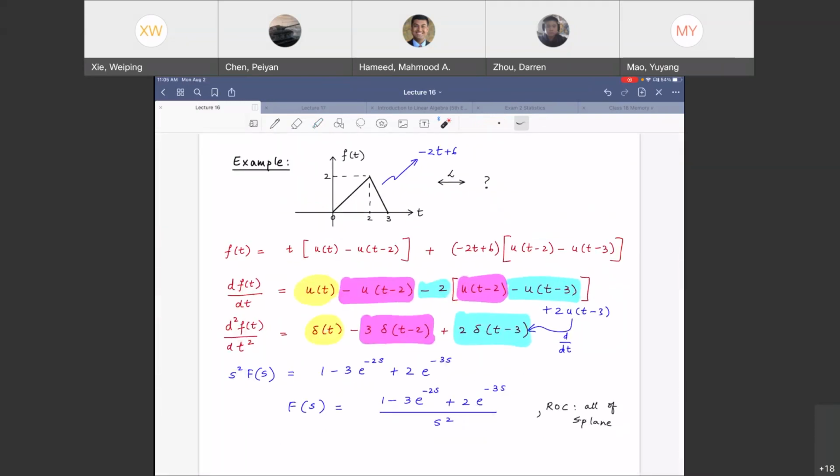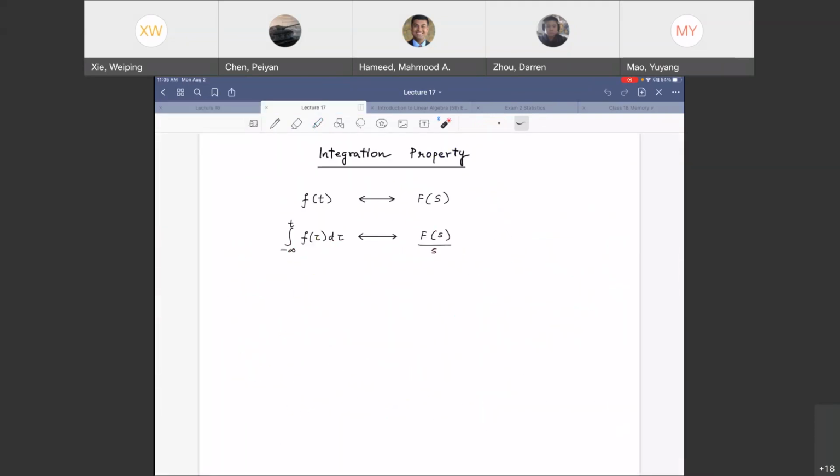All right. Let's move on to the integration property. F of t, Laplace transform F of s. When you integrate the function in time from minus infinity to some arbitrary time t, you will be dividing the function by s. So let me ask you guys, what do you think happens to the region of convergence? Does it become smaller? Does it become bigger? Try to think of it in terms of an example.